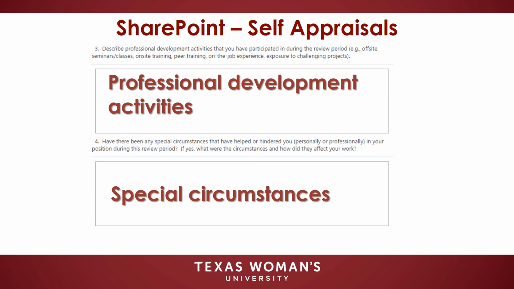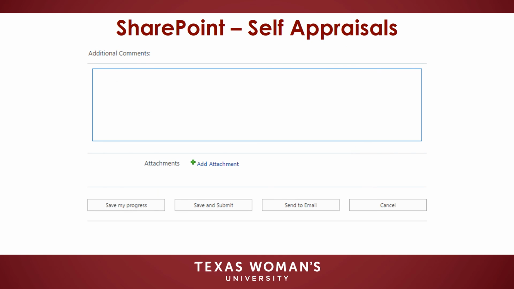The last question is about special circumstances. We all know that goals can start one way at the beginning of the year, and then because of circumstances of the department, things can change. And so this is where the employee would want to remind and communicate that change to the supervisor. The final section of the self-appraisal is additional comments. So this is the opportunity to provide an overall view or provide anything else that the employee thinks is important for the supervisor to consider.